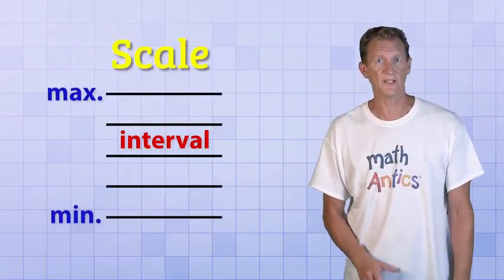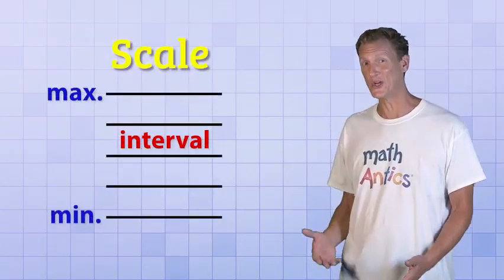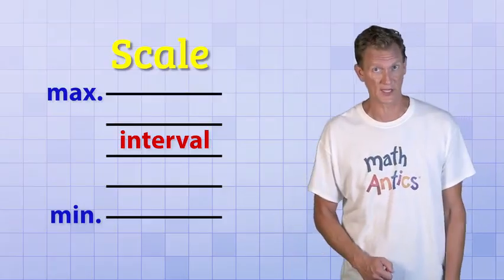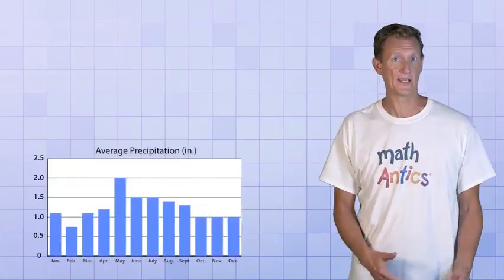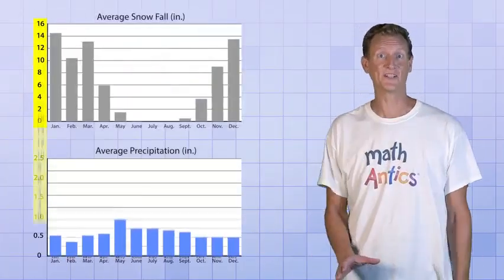When making a graph, it's very important to choose a scale that does a good job of displaying the data in a clear and understandable way. For example, if we used the same scale for the rainfall data as we did for the snowfall data, our graph would look like this.